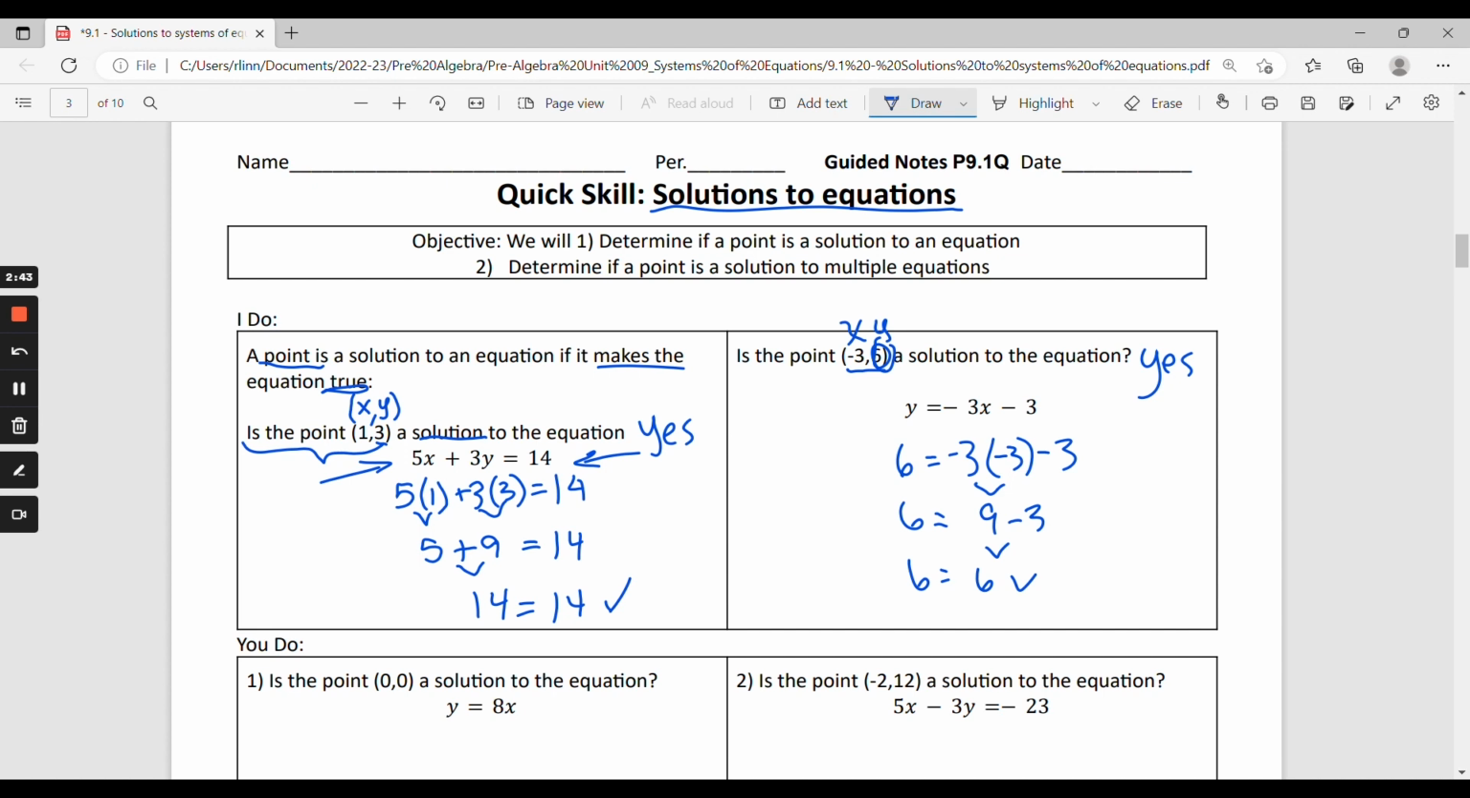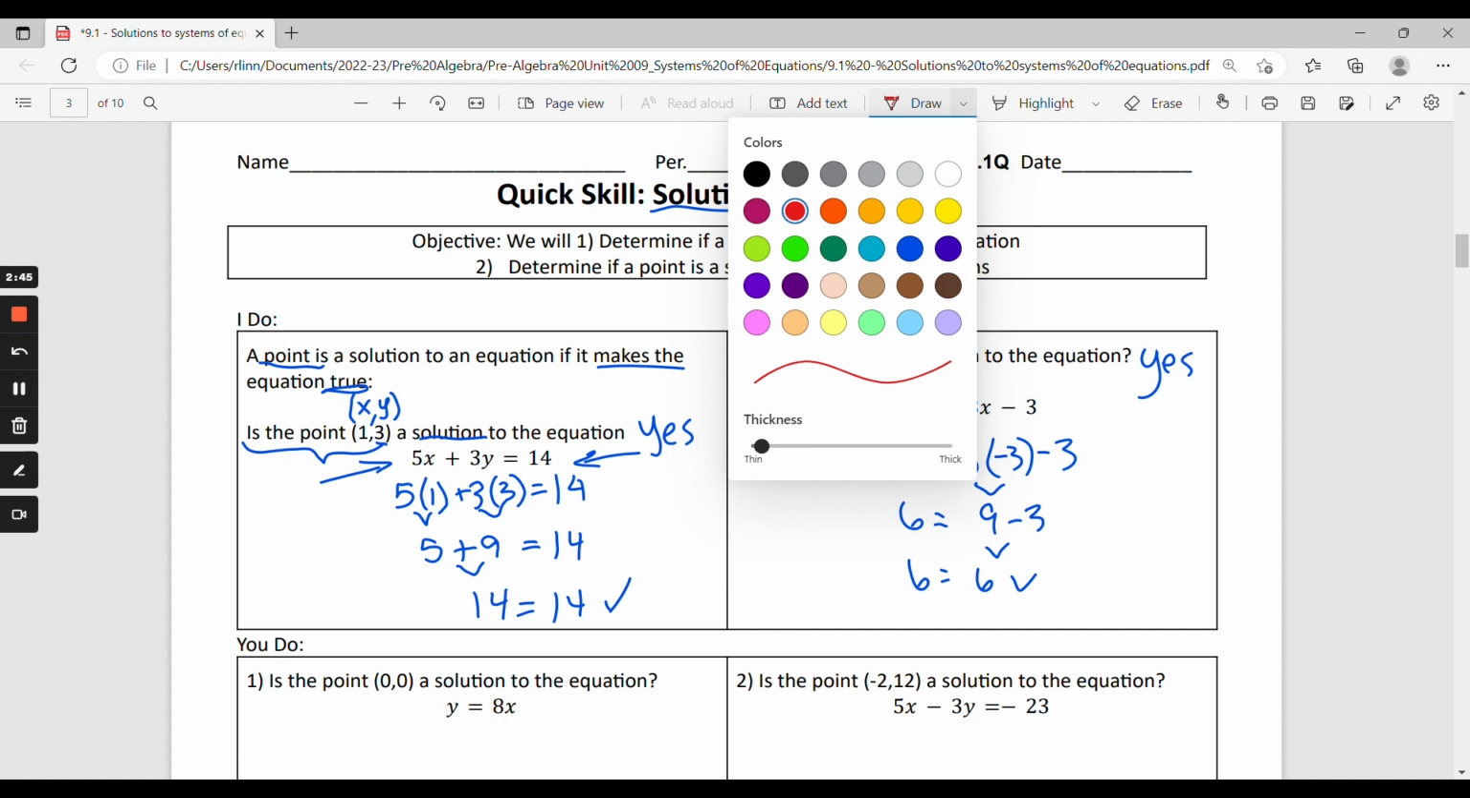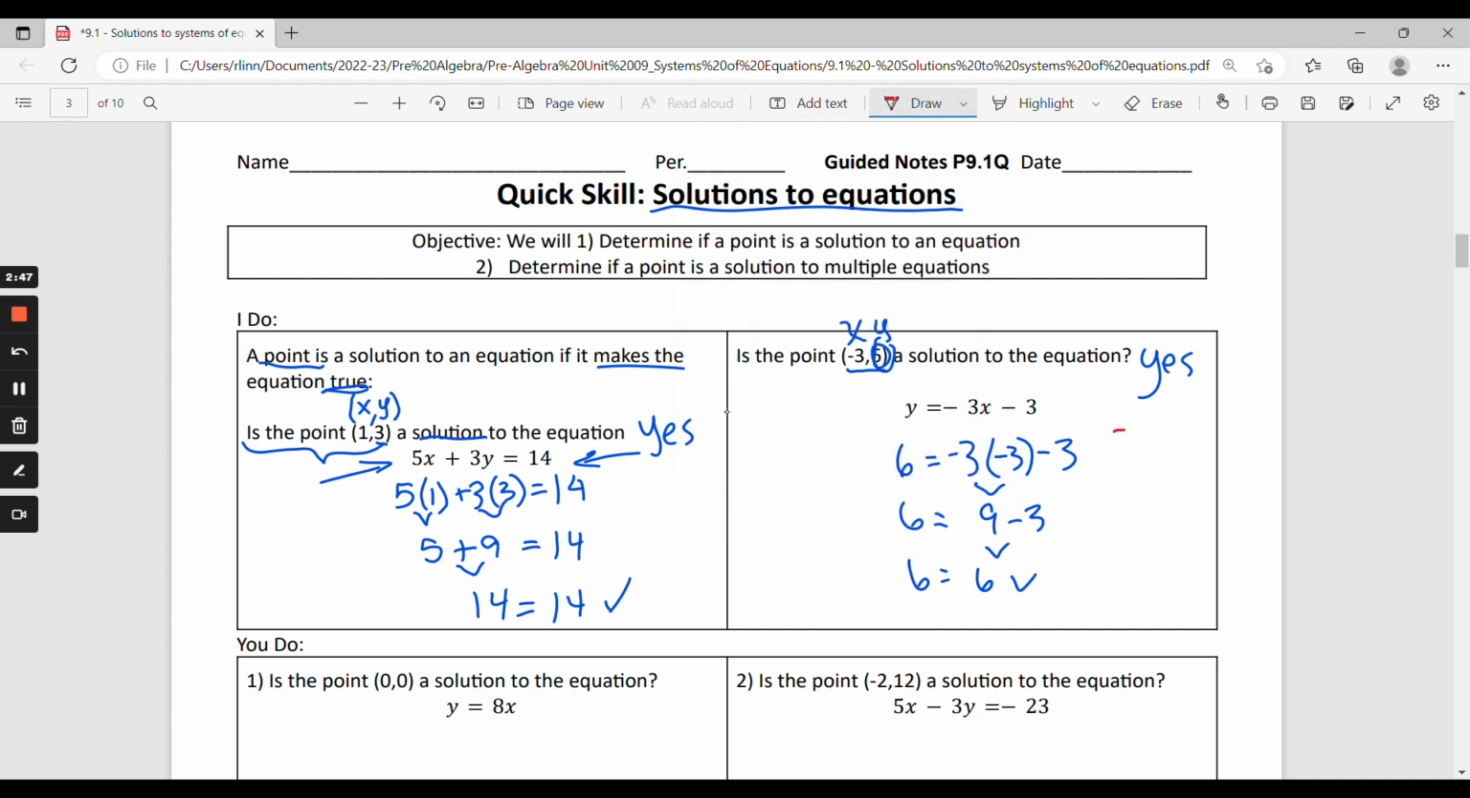If I got something else, like let's say I was trying the point (-3, 7). I'm going to substitute in 7. Does that equal -3 times -3 minus 3? -3 times -3 is +9 minus 3. 7 equals 6. This one is not true, which would mean that this ordered pair right here, that coordinate, is not part of that solution.